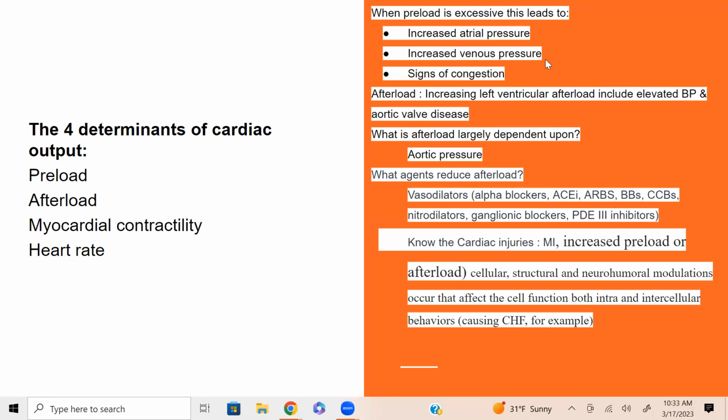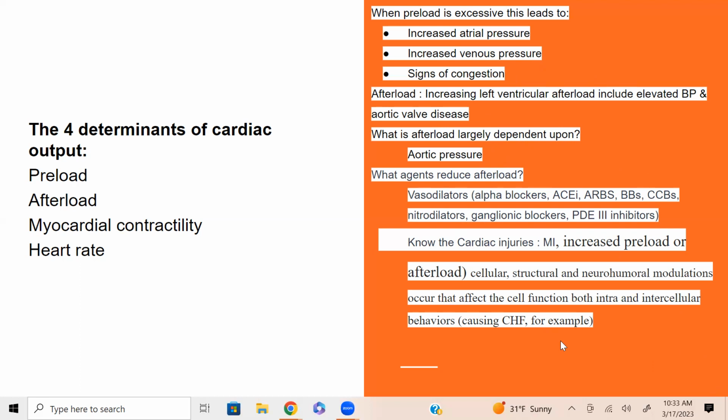Preload is listed here, the 3 main points. And then we have afterload. What afterload depends on is the aortic pressure. A lot of students miss that with the ventricular question answer choices. And look at the medications that are used in order to reduce the afterload or the aortic pressure.